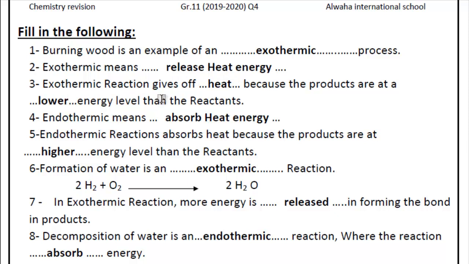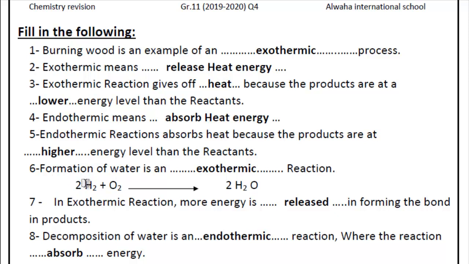An exothermic reaction gives off heat because the products are at a lower energy level than the reactants. Number 4, endothermic means absorbing heat energy. In an endothermic reaction, the products are at a higher energy level than the reactants.